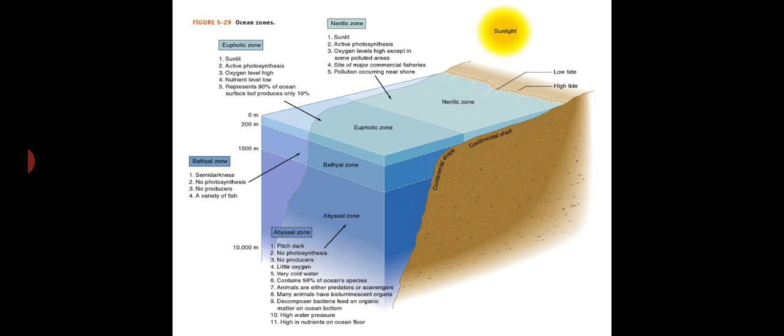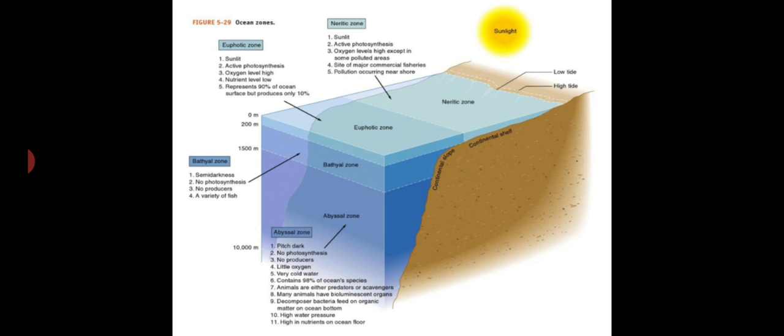Next is the euphotic or the photic zone. It is like the limnetic zone of the lakes. It is the region of open water that extends downward till the sunlight penetrates about 200 meters below the ocean surface. It supports numerous species of phytoplanktons, diatoms, dinoflagellates, and others, and also a variety of zooplanktons, crustaceans.